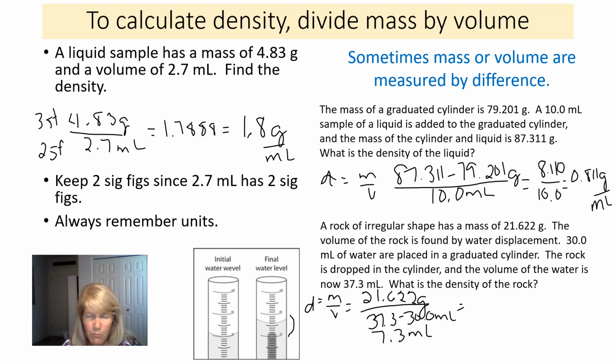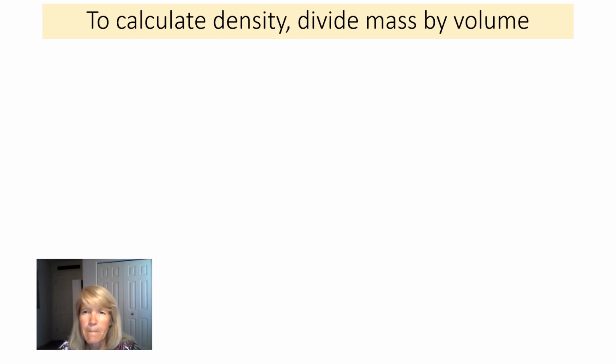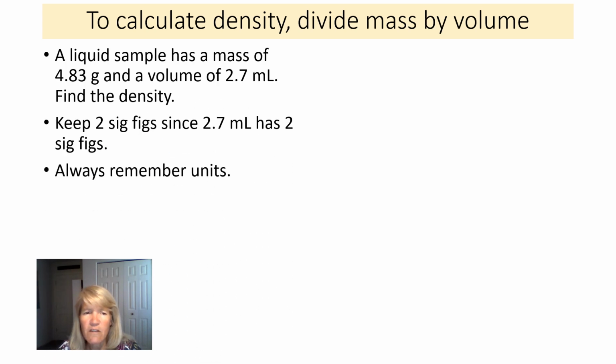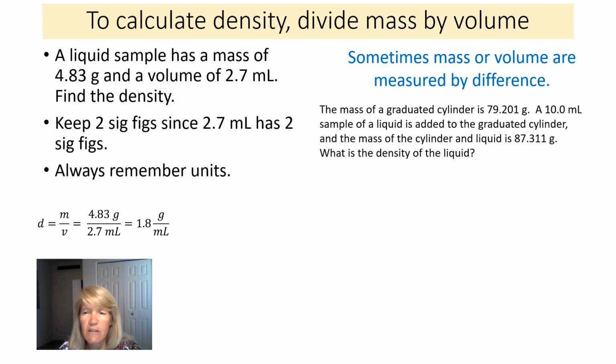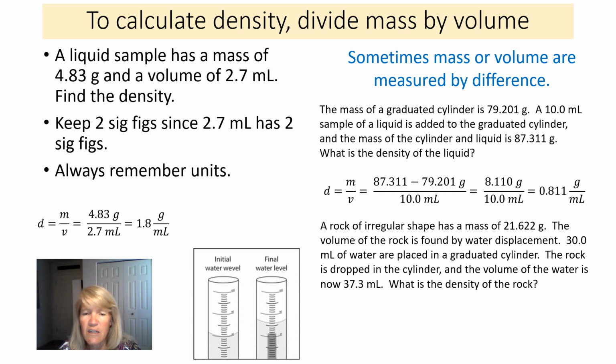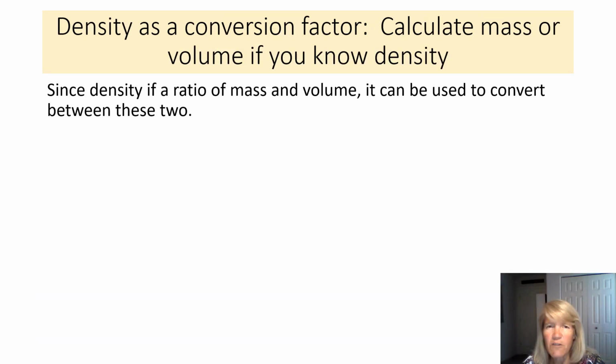So then we do 21.622 divided by 7.3 equals, and I get 2.96, but we can't keep that many figures. We can only keep 2, so we're going to go with 3.0 grams per milliliter for that density. So here it is all written out a little bit more clean. And hopefully that all makes sense.